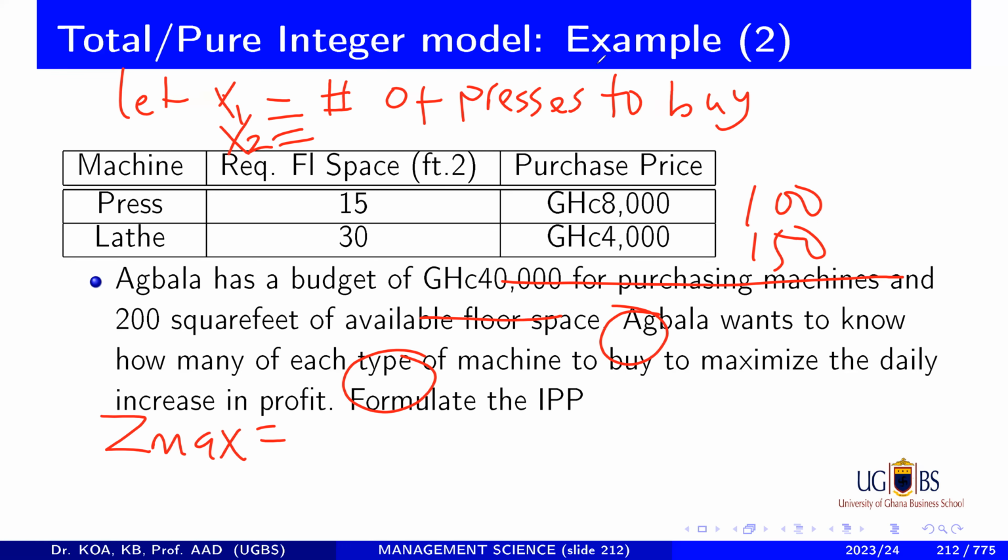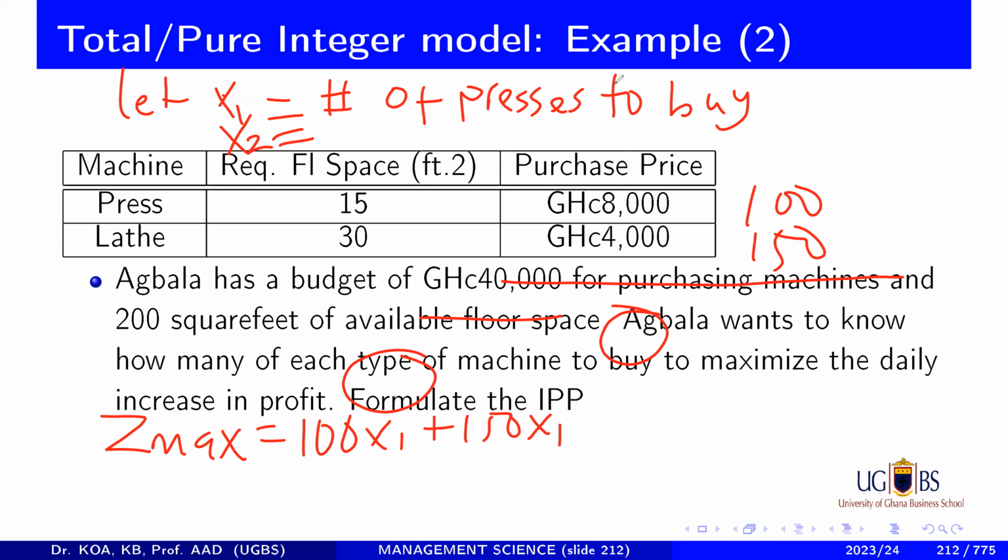Michael. We are maximizing. Good. So what will be the objective function? So Z max is equal to 100x1 plus 150x2. Good. This is it, subject to two constraints.